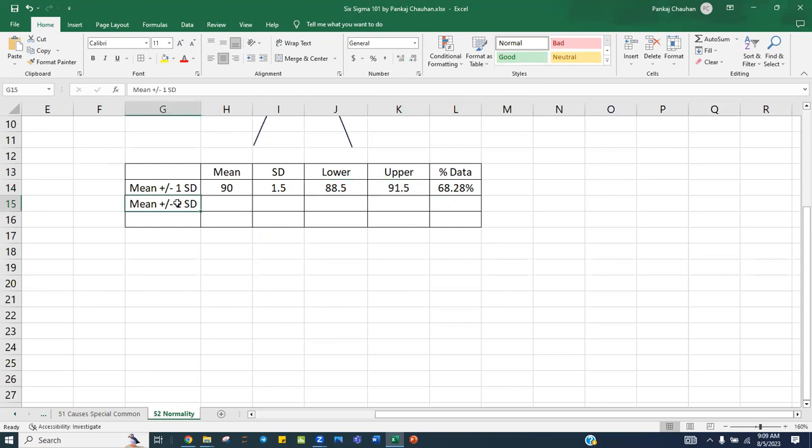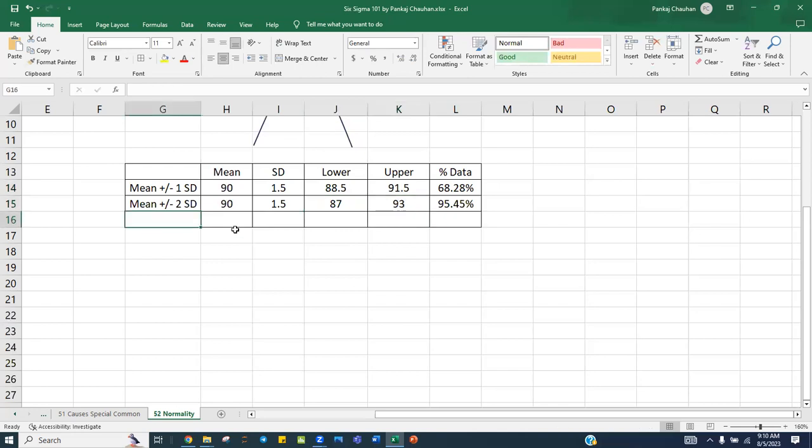If I look for the mean plus or minus 2 standard deviations, suppose with the same average and standard deviation I am taking, 2 times the standard deviation will be 1.5 multiplied by 2. So the lower side will be 90 minus 3, which is 87, and the upper side will be 90 plus 3, which is 93. In this condition, around 95.45% of data should fall between 87 and 93.